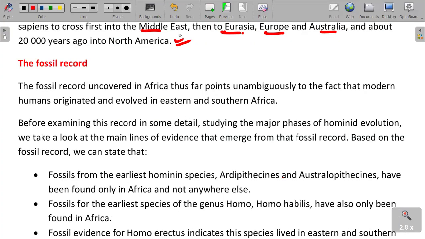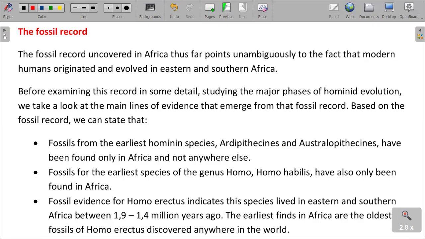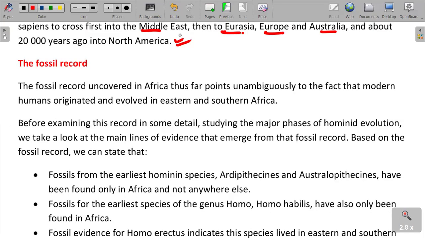So let's quickly talk about the other evidence of the out of Africa hypothesis, which is the fossil record. We are saying that the fossil record uncovered in Africa thus far points unambiguously to the fact that modern humans originated and evolved in Eastern Africa. They evolved in Eastern and Southern Africa. This supports the out of Africa, the OOA hypothesis.